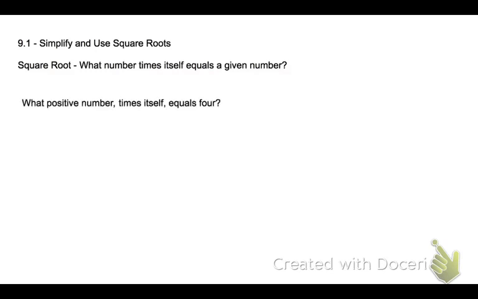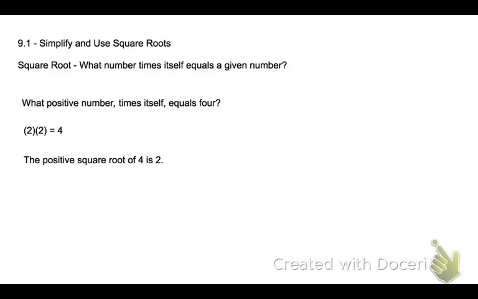For example, we might ask ourselves, what positive number times itself equals 4? And we know that 2 times 2 equals 4. So we would say the positive square root of 4 is 2.